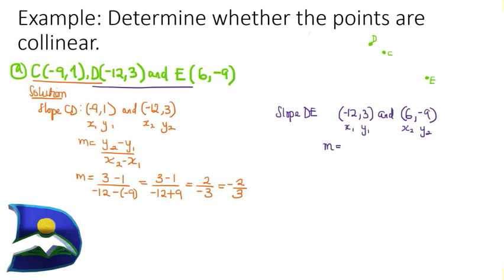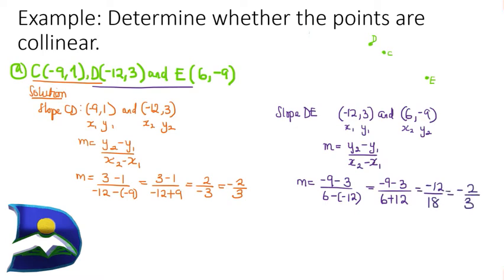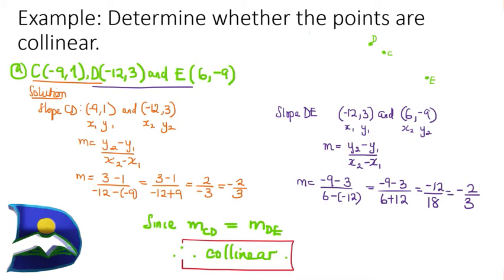Once we have that in here, we have M equal to y2 minus y1 over x2 minus x1, and by evaluating, M gives us -2 over 3. So we notice here that the slope CD is -2 over 3, and the slope DE also gives us -2 over 3. Therefore, since the slope CD is equal to DE, that means the points CDE are collinear.